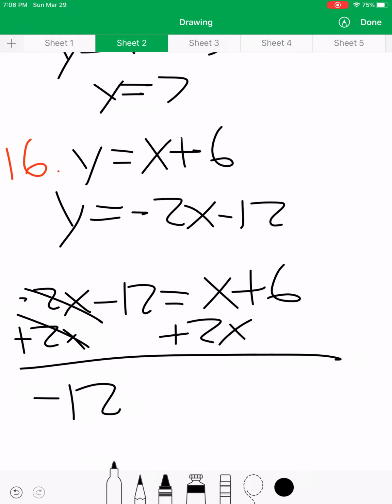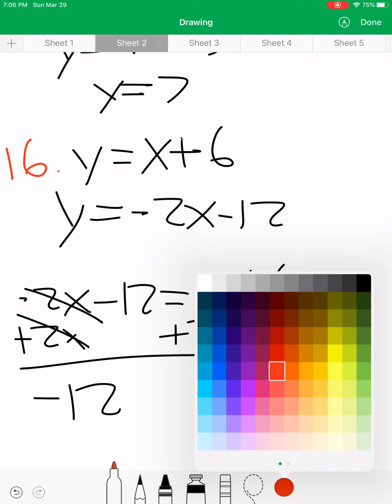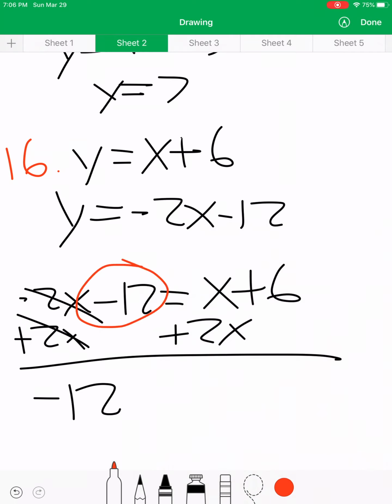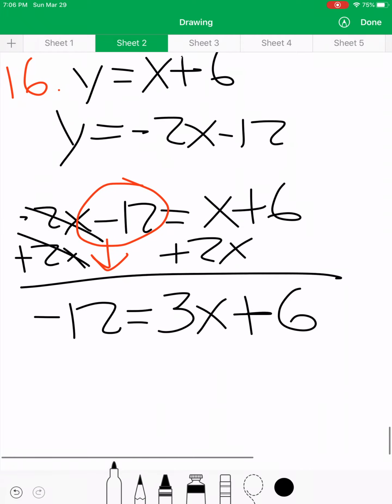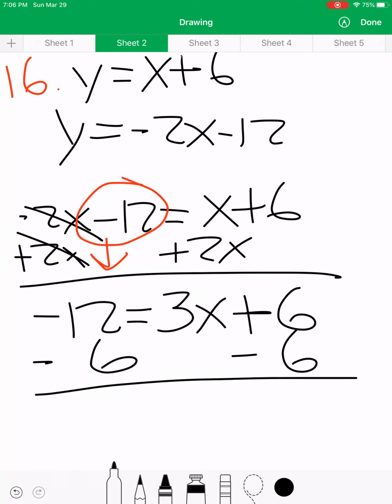Negative 12. And be careful, it's a negative 12, guys, so you have to bring the negative down with you. Don't forget that. That might have tripped some of you up. Hopefully not. Negative 12 equals x plus 2x. Remember that x has a coefficient of 1, so it's 3x plus 6. All right, start on the side of the variable. Move the number without the variable by performing the opposite operation.